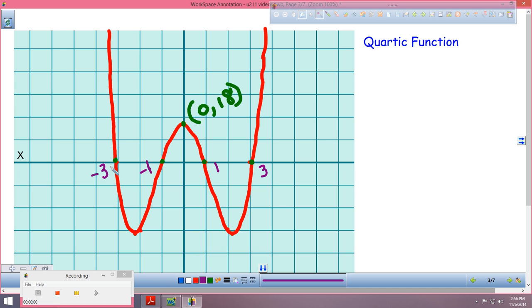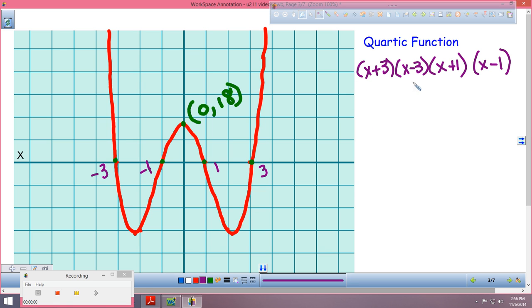The factor associated with -3 is going to be x plus 3. I'm going to go ahead and do this one next. The factor associated with this x-intercept at 3 is going to be x minus 3. The factor that goes with the x-intercept of -1 is x plus 1. And the factor associated with this x-intercept at 1 is x minus 1. Remember, when you place that x-intercept into a factor, it should make that factor equal to 0.